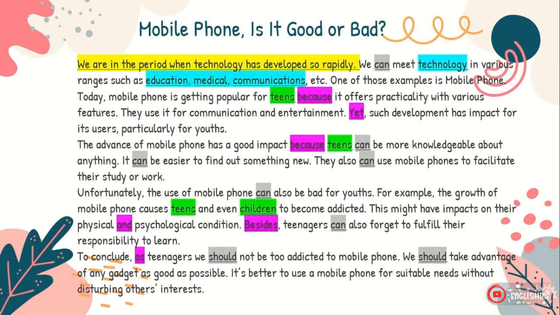And I will give a short explanation about the language features of this discussion text. So the yellow sentence is using simple present tense, and then the words that are colored in gray are modals, and the words that are colored in blue are non-human participants, and the green words are general human participants, and the last is words colored in purple are conjunctions.